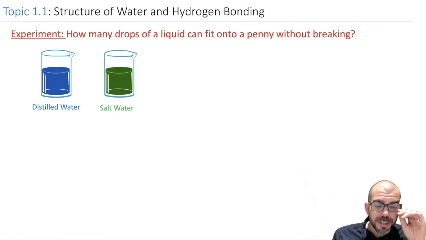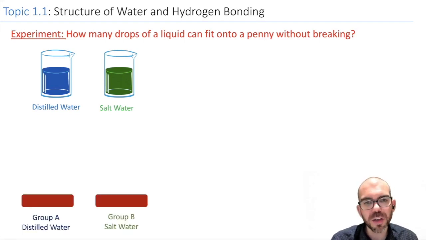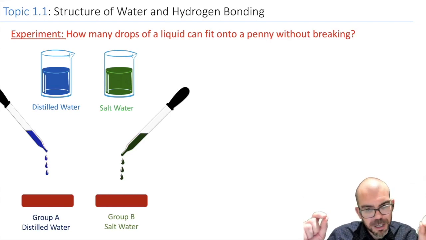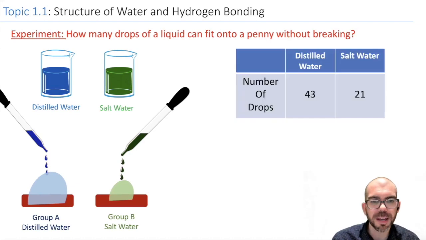So let's look at a famous experiment that's often done with water. If I were to ask you how many drops of a liquid could fit onto a penny without breaking, meaning it beads up and it doesn't pop, and I were to give you two liquids, distilled water and salt water, which one do you think could form the largest bead? Regular distilled water, meaning there's nothing in it, or salt water? Well, let's see. If I were to just drop each one a drop at a time, I would end up with distilled water making a larger droplet.